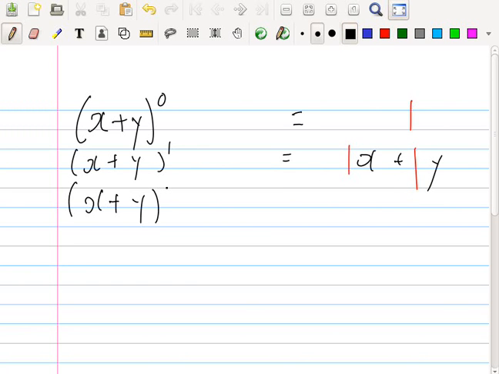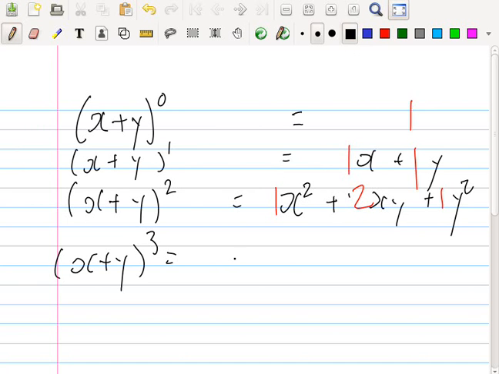The next one. (x + y) squared. It's x squared + 2xy + y squared. Now, I'll tell you what the next one is. (x + y) cubed equals x cubed + 3x squared y + 3xy + y cubed.